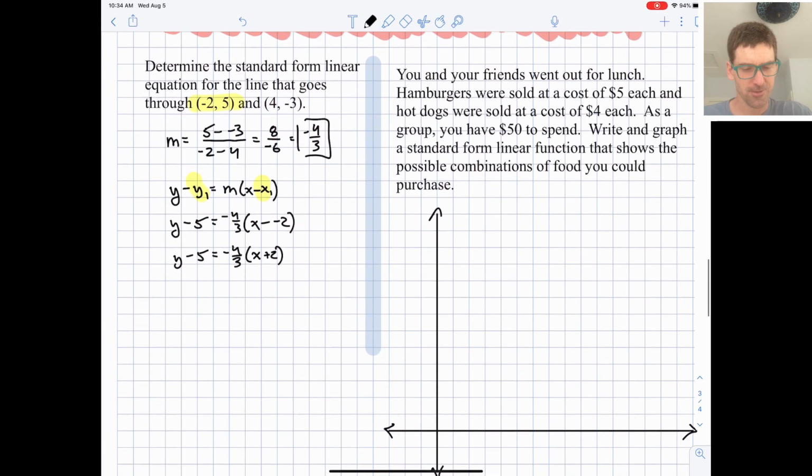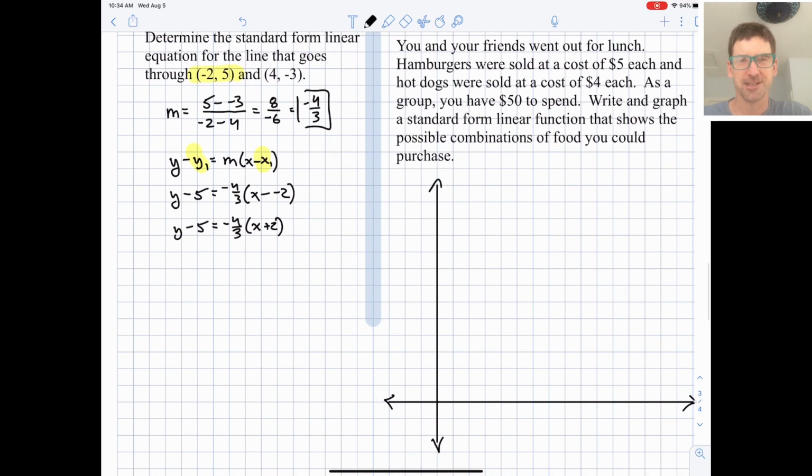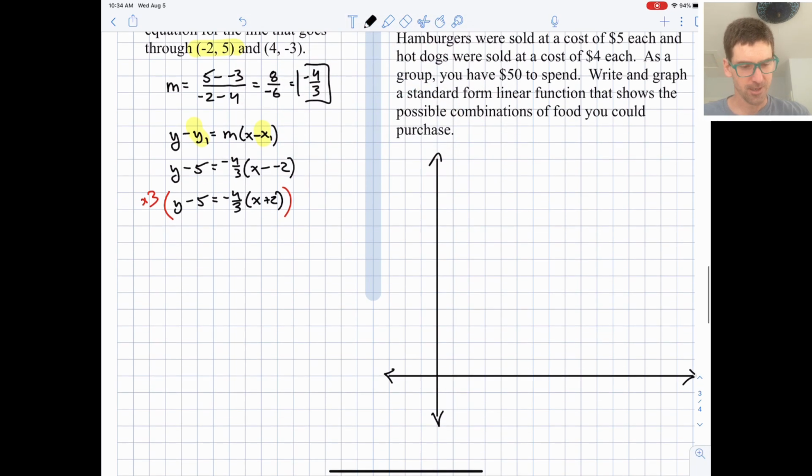And what I want to do first is multiply through by 3. Let's get rid of that fraction, okay? So I am going to multiply the whole thing through by 3, and we get 3y minus 15 equals -4 times x plus 2.